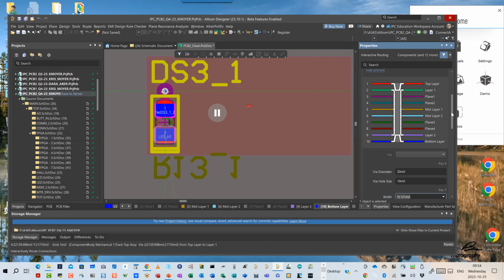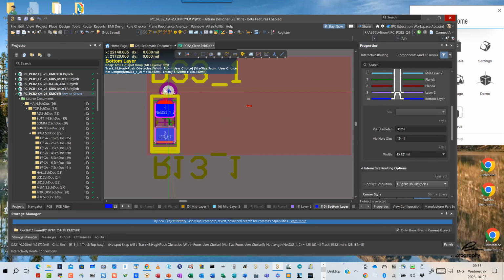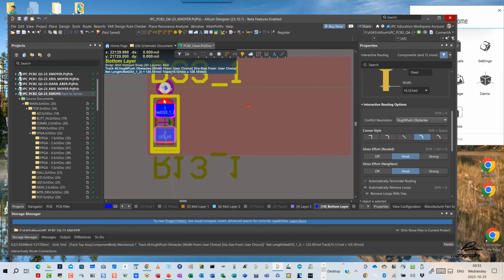I'm also going to come over here, and right there you can see my via diameter and via hole size. Right now it's set at the minimum, which I don't want. Remember, I want that nominal 35 with a 15 mil hole. Right there. And there, now I have my proper via size. I'm going to click once to place the via, and now I'm routing on my bottom layer. And now you can see I'm going to bring my trace back in there.